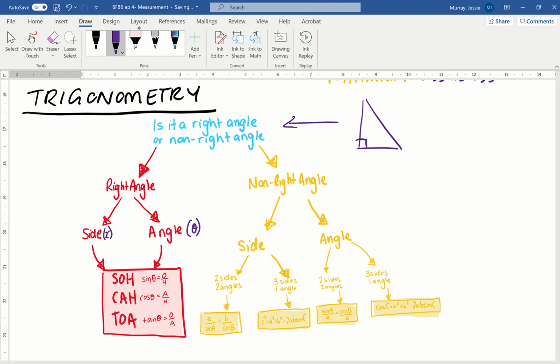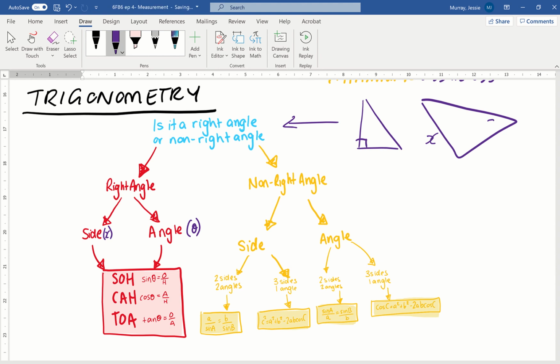Depending on whether you're finding an angle or a side is how you rearrange them. The more common question to get is if it's a non-right angle. So it's just some weird triangle that doesn't have the right angle listed there. This is where you say to yourself, okay, am I finding a side or am I finding an angle? If you're finding a side, then you have to say to yourself, all right, what's labeled?